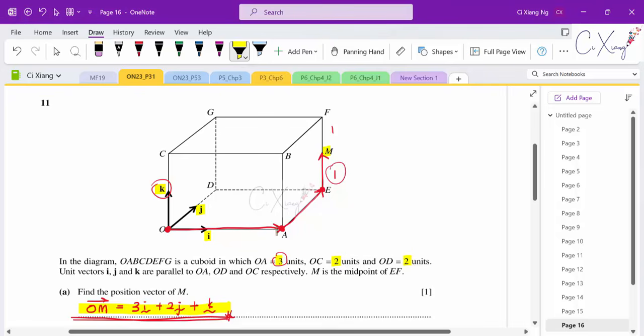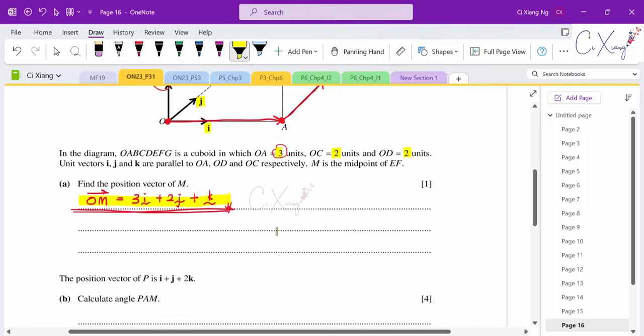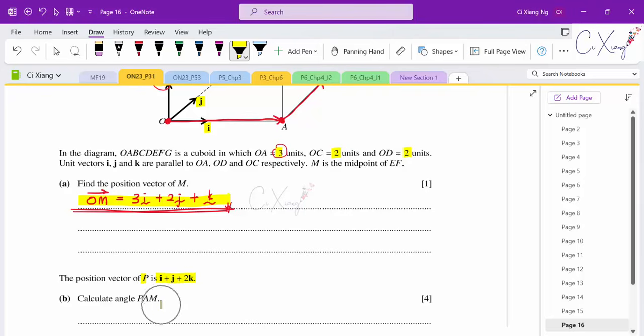Okay, then after that, let's proceed to part number B. For part B, they are telling you that the position vector of P is i + j + 2k. Calculate the angle PAM.